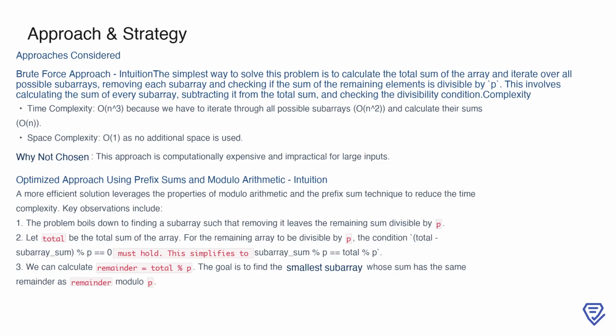Now, a more efficient solution involves leveraging prefix sums and modulo arithmetic. By examining the properties of modulo operations, we reduce the problem to finding a subarray such that removing it leaves the remaining sum divisible by p. Specifically, if the total sum of the array is total, the condition simplifies to finding a subarray where subarray_sum % p equals total % p. This reduction forms the foundation for the optimized approach we'll discuss next.